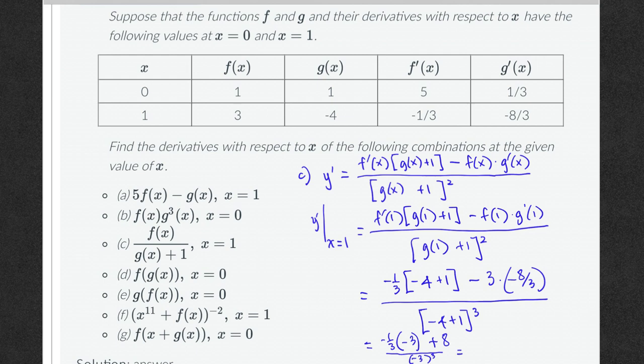Negative 1/3 times negative 3 is positive 1. 1 plus 8 is 9, over negative 3 cubed, which is 27 with the negative. And this is negative 9 over 27, or negative 1 over 3.